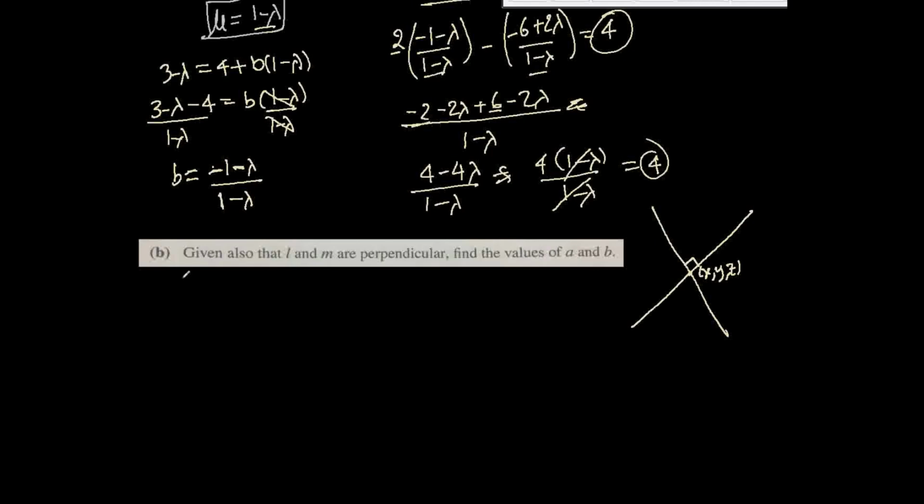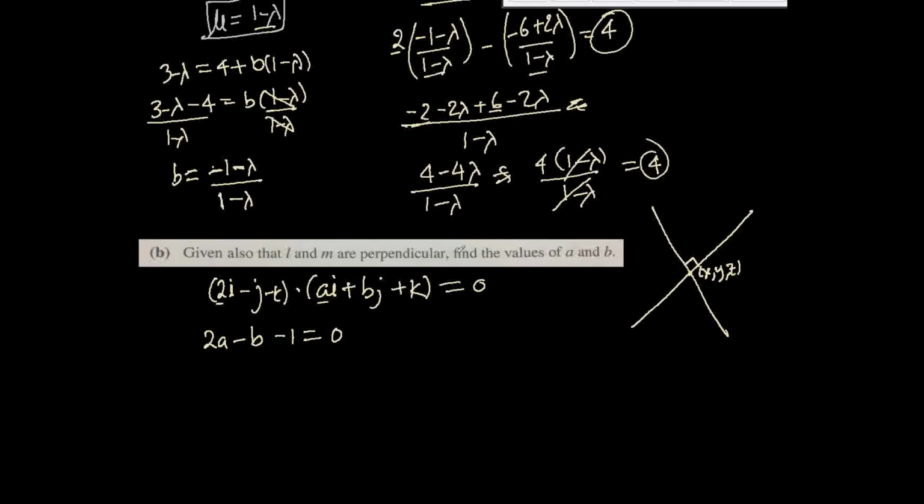So they are 2i minus j minus k dot ai plus bj plus k equal to 0. In dot product we just multiply the coefficients of i, j and k. So 2 times a is 2a, minus 1 times b is minus b, minus 1 times 1 is minus 1, equal to 0. This is our equation.